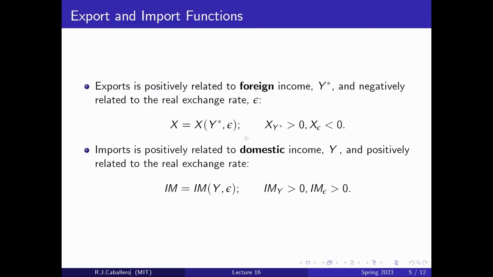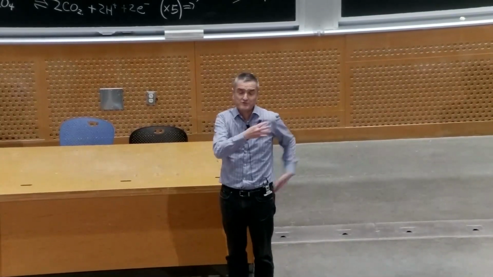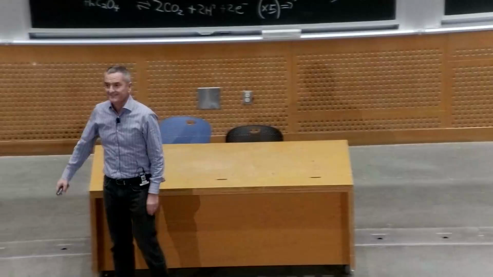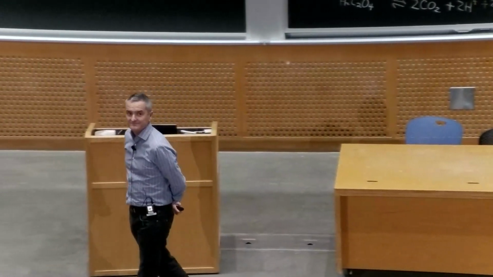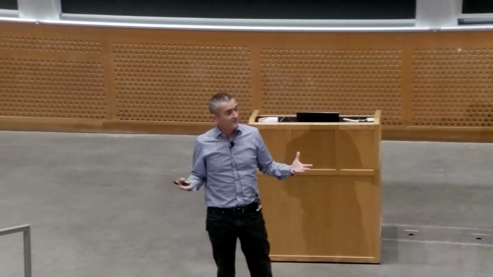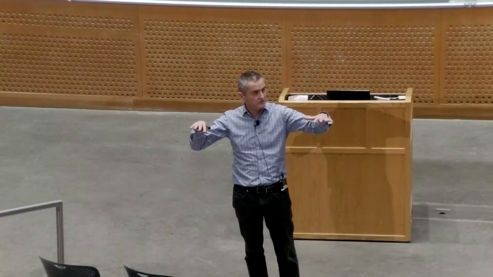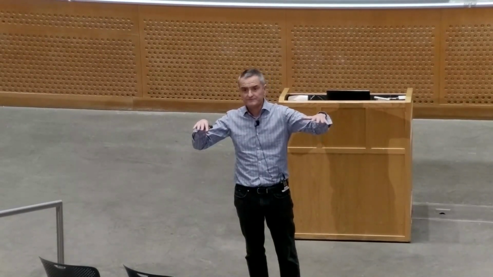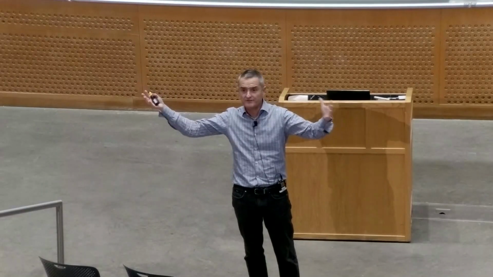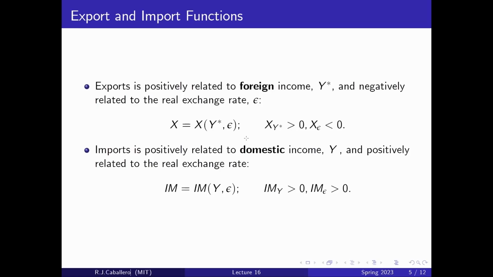Why is that? It's the same argument as exports, but seen from the other side. Remember, what do we use this epsilon for? To decide where we want to buy our goods. If epsilon goes up, it means our goods become more expensive. If our goods become more expensive, for any given level of domestic consumption, where do you think you'll buy your goods? You'll buy more abroad, because they're cheaper, okay? So then that's an increasing function of epsilon. Good. Any question about that?